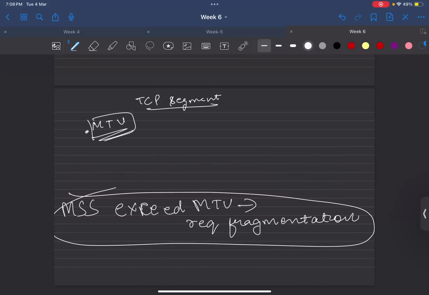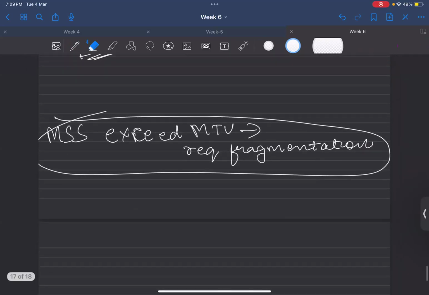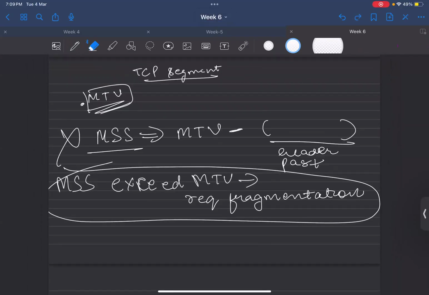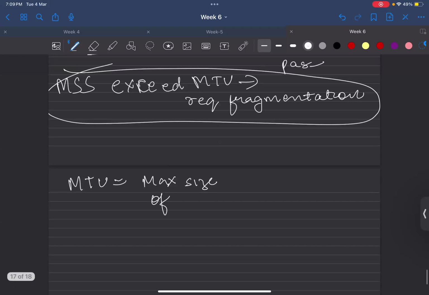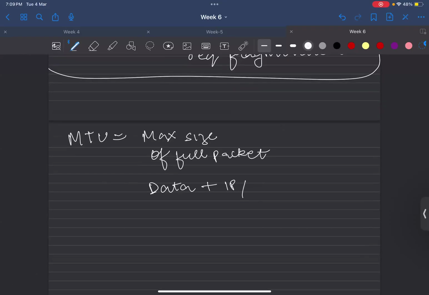Any clarity? What do you mean by fragmentation? Dividing into smaller parts. So basically, this is the maximum segment size. Maybe I have to explain more easily. If I say MTU, it's the max size of the full packet. This is MTU, which contains data plus the headers, the IP header or TCP or UDP header.